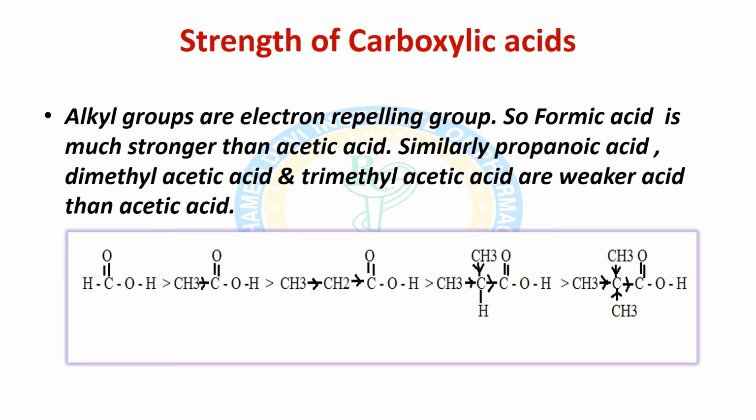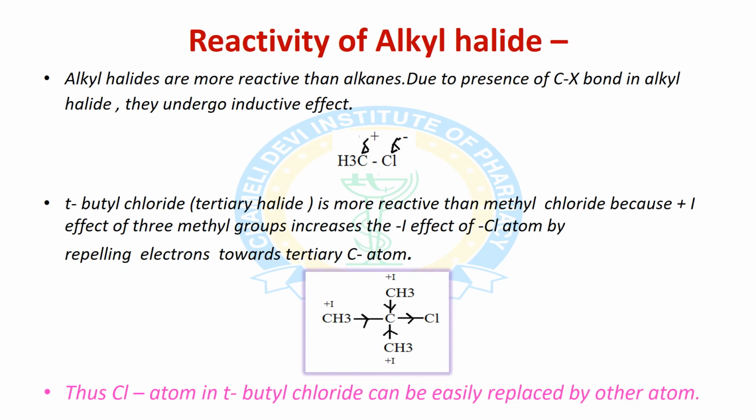Similarly, propionic acid, dimethyl acetic acid and trimethyl acetic acid are weaker compared to acetic acid, because acetic acid has only one alkyl group, and these have a number of alkyl groups attached to this COOH moiety. So overall we can say that the strength of the carboxylic acids can be explained on the basis of the inductive effect. Second is the reactivity of the alkyl halides.